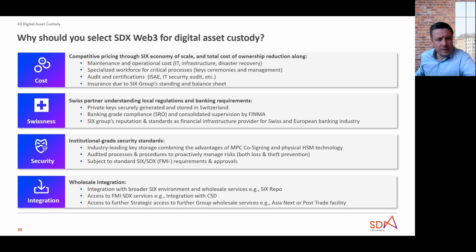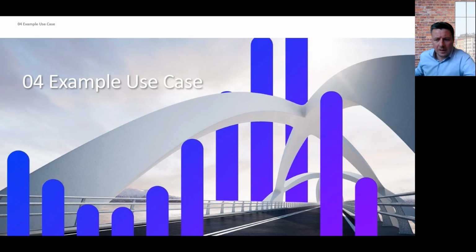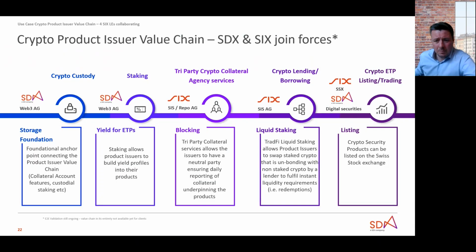So with that being said, I think we'll just go to the last slide. I'm slightly running over, so apologies for that. This is just an example of how we're stringing together the value chain.